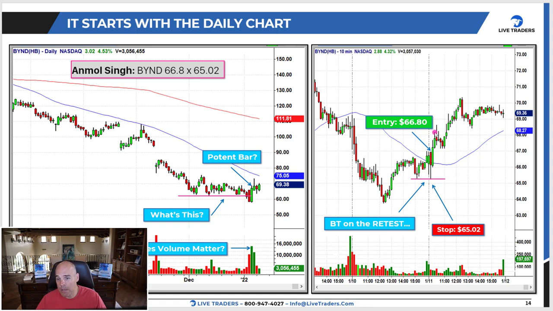Why? It wasn't a monster home run because it gave it $1.80 for protective purposes, which is fine because most of the time you will get an opportunity to add back. Sometimes you won't. We didn't get the opportunity to add back in a big way. Maybe you could have added back at 67.50. Turned out to be a good trade.